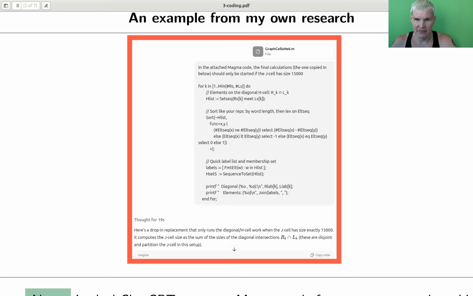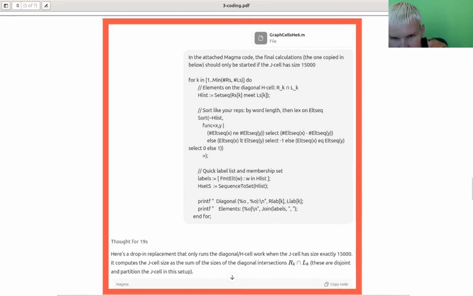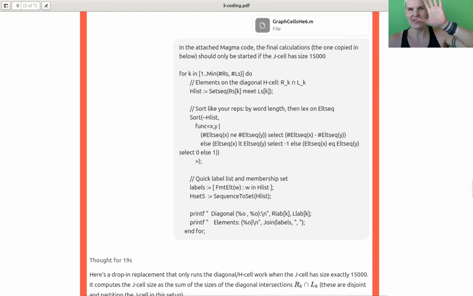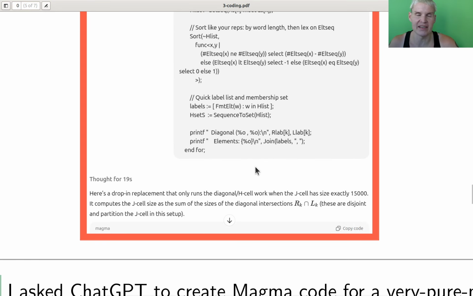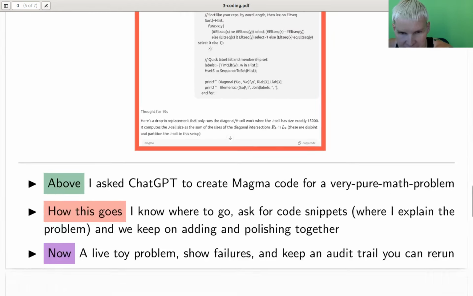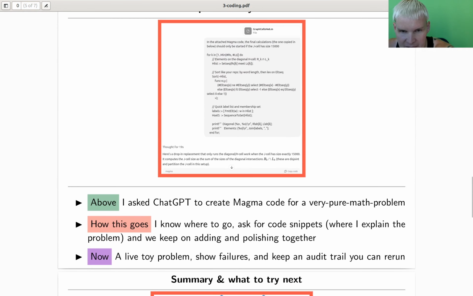Okay, but back to this. I literally just fed it something. You don't need to know what it's doing. It's actually very fancy, very complicated stuff that I tried. So I fed it something and it generates code. Now I fed it some code, I attached Magma code, and said the final calculation should only be started if something happens. Then it did this, and I readjusted it, and I wanted something else, and it was a long back and forth that I'm going to show you as well. But that's literally what you do. You just ask it. You don't need to know a lot about it, and it will do very well for you. So let us try a live toy example to see how it goes.